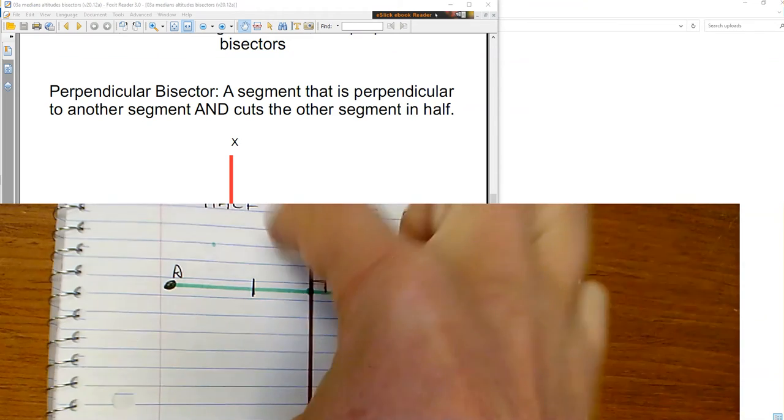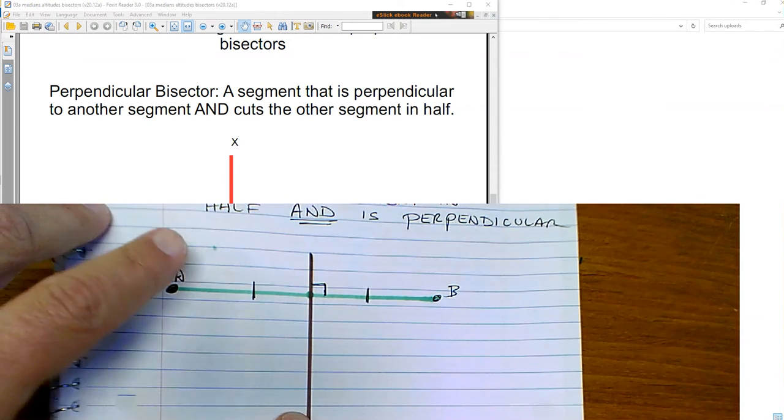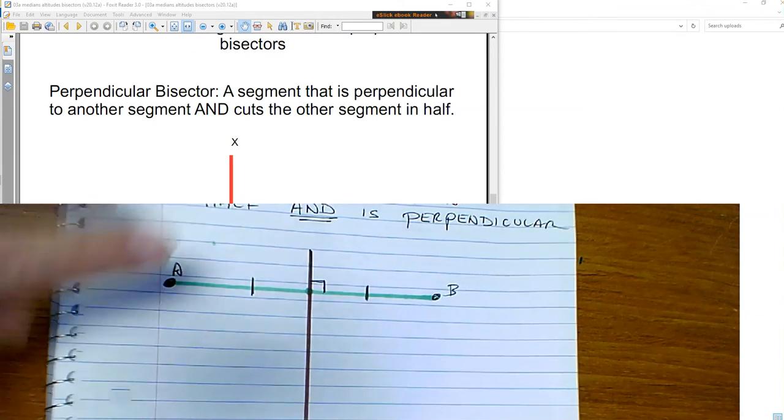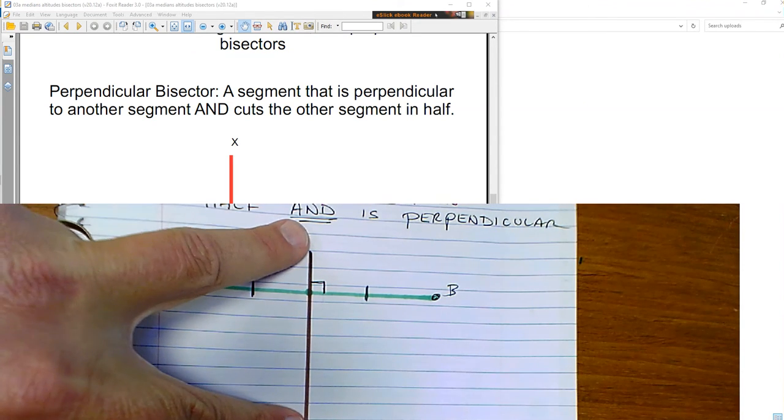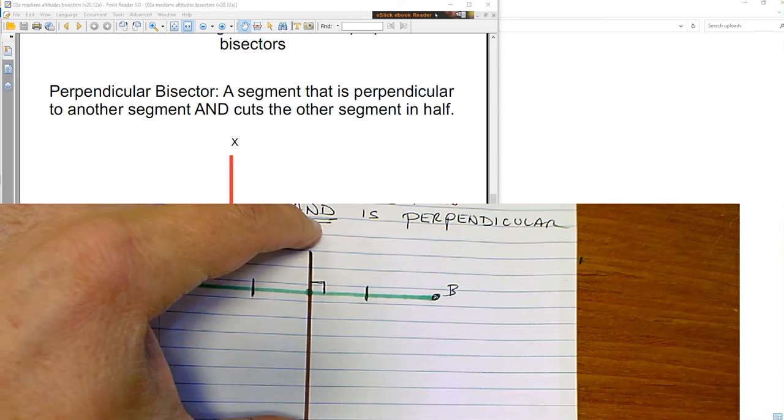So notice that this is the perpendicular bisector. The brown one is, because it's coming perpendicularly to the green line and cutting it exactly in half. But green is not a perpendicular bisector to brown. Green is perpendicular to brown, but it doesn't bisect the brown.